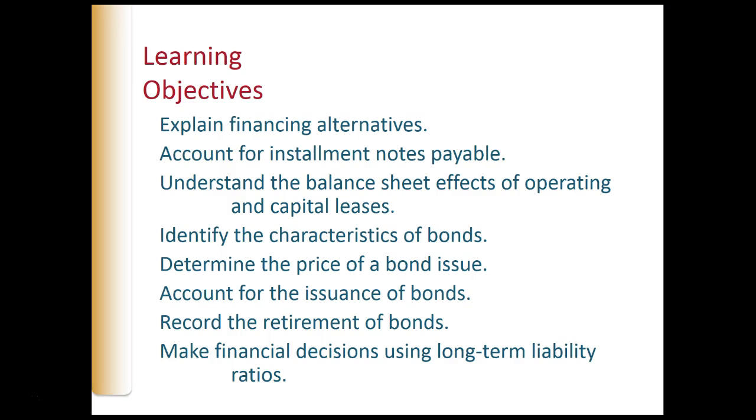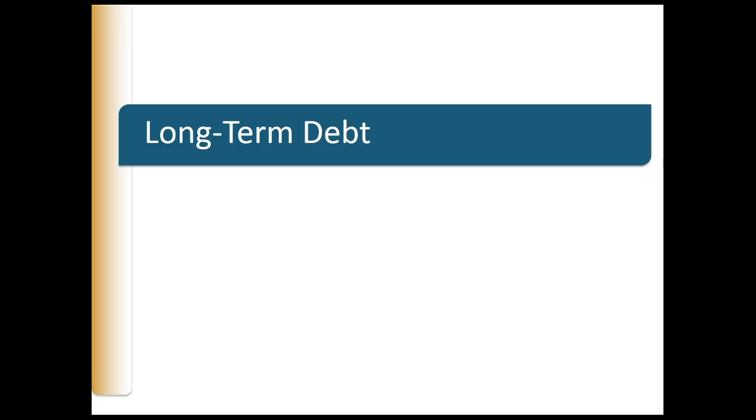Now in this series we're going to talk about various financing alternatives for companies and how to account for installment notes payable, understanding how the balance sheet is different as it relates to operating leases versus capital leases, talking about bonds and the characteristics of bonds, the pricing of bonds, how we issue them, and how we retire bonds. And then lastly, financial decisions and how we go about understanding concepts of financial decisions using long-term ratios.